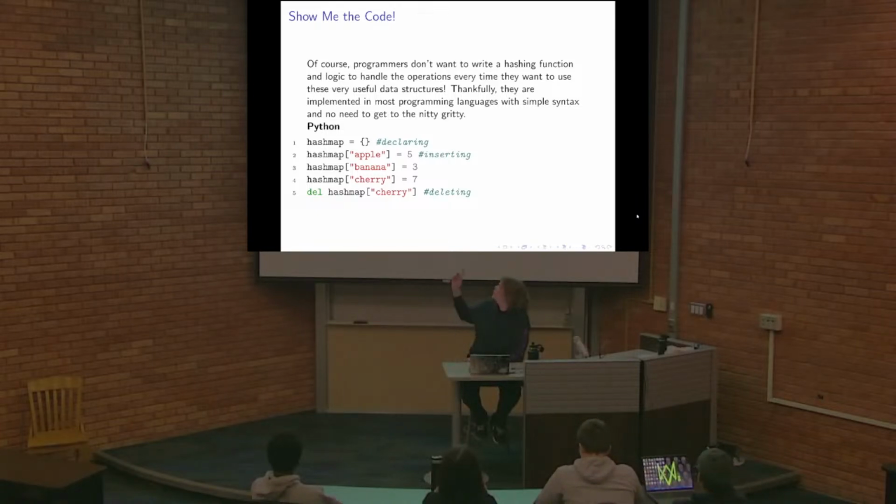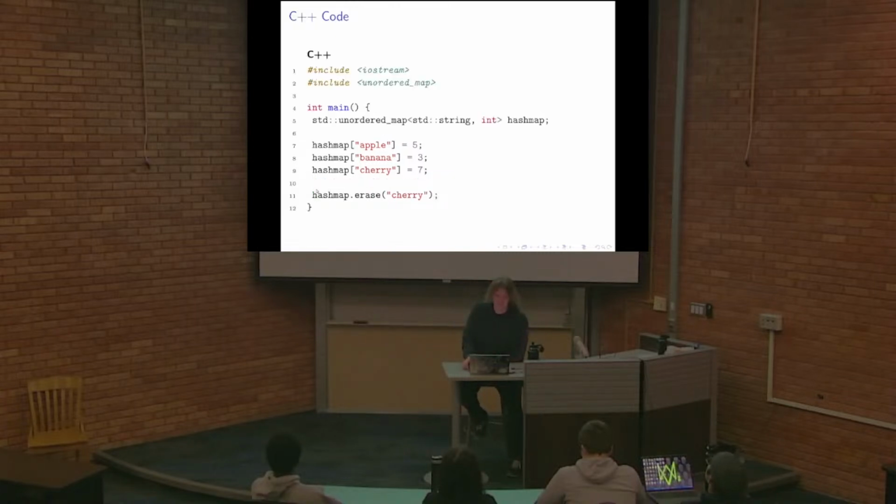In this case, I'm actually inserting something because Apple is just becoming 5 and there was no Apple in it before, so it just assigns that. But if I said under here, hash map at Apple equals 4, then it's going to change that value because it's associating it with a new value. And then to delete something, it's just del and then what you want to delete. In C++, it's similarly easy. They're called unordered maps in C++, and you access them the same way with square brackets, and to delete it's just dot erase. So not much more complicated than the Python version.